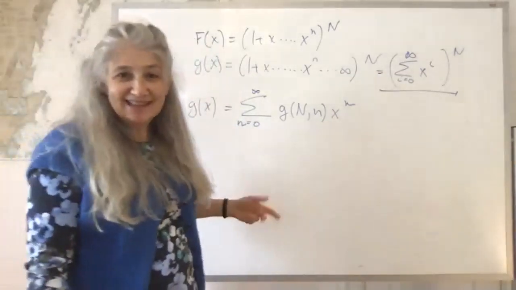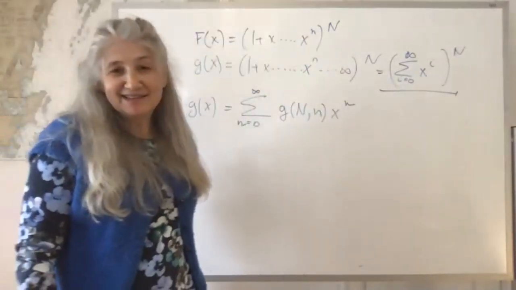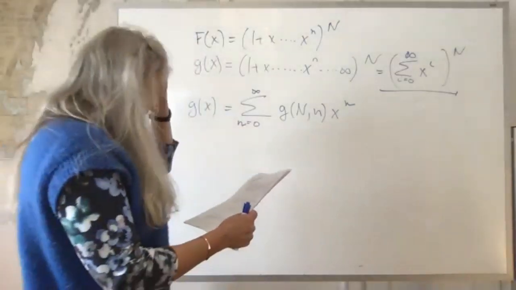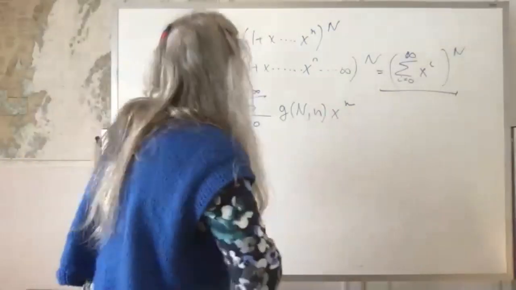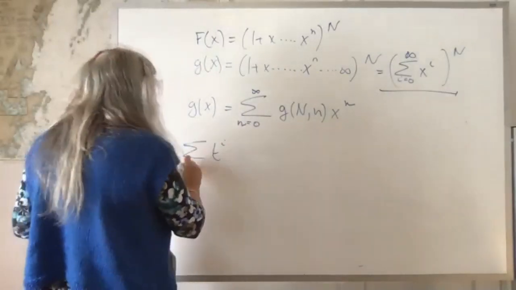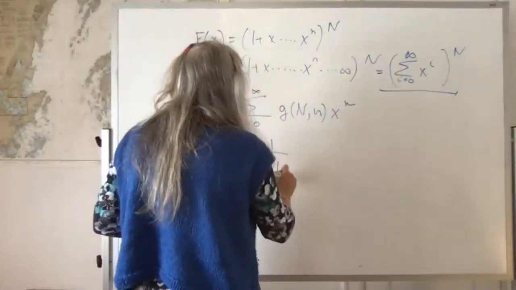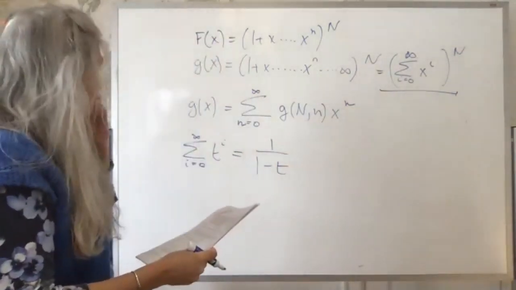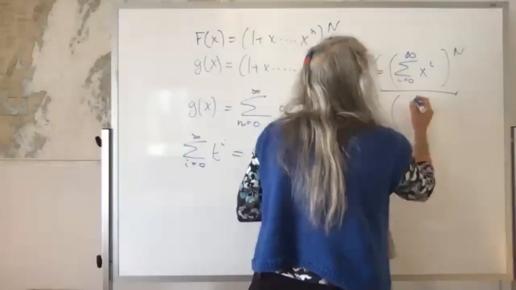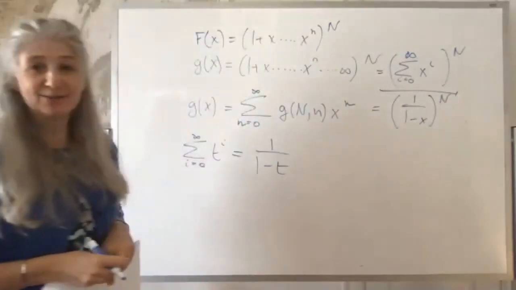I'm going to do that twice, once in this form and once in that form, and then I'll set the two to be the same thing, and that will let me solve for this function. We have one more trick: you need to know that the sum of t to the i is a geometric series, which is this. That's what's inside the sum. So we could write this as 1 over 1 minus x to the n, using that geometric series.